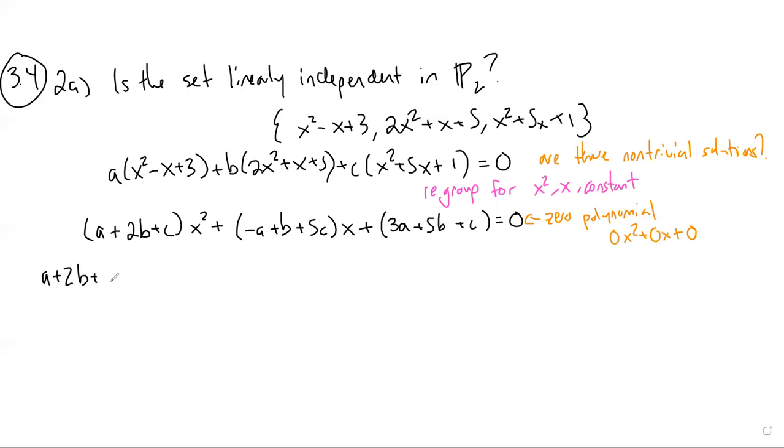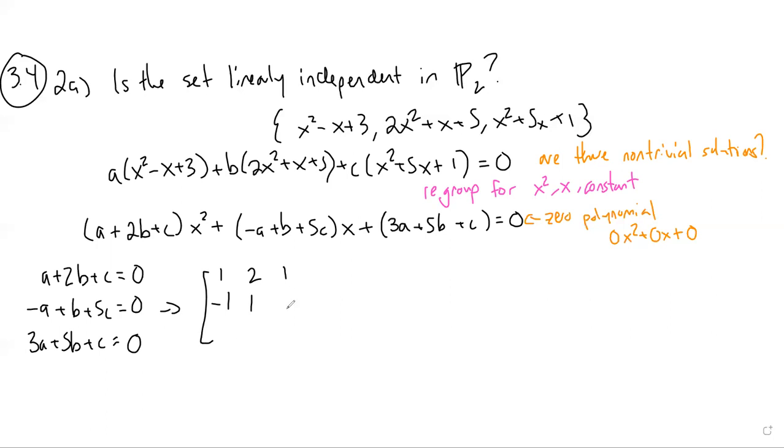So what that tells us, though, is that we do get this nice system of equations. A plus 2B plus C equals 0. Negative A plus B plus 5C is 0. And 3A plus 5B plus C equals 0. We can solve this. We use matrices to solve this. 1, 2, 1. Negative 1, 1, 5, and 3, 5, 1.